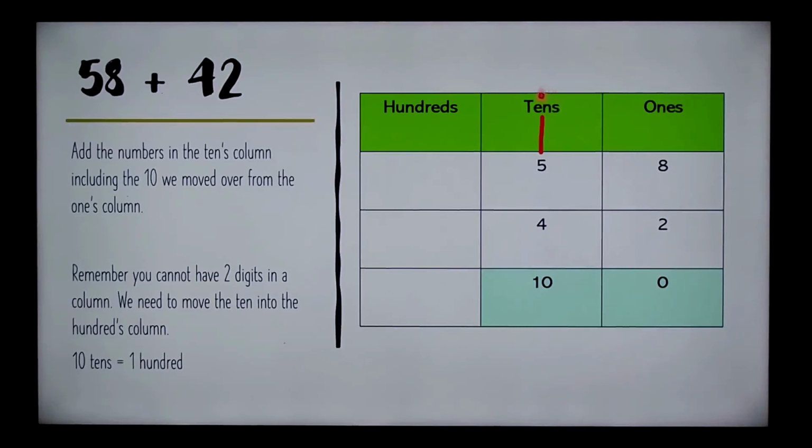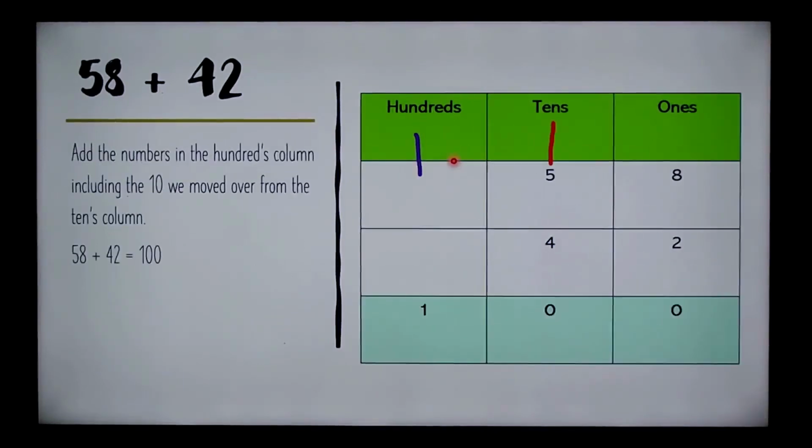And that 1 we added up with the tens. So we added up 1 plus 5 plus 4, and that gives us 10. And again, we have a 2-digit number in the tens place. We can't have that. So what we do is take the 1 from here and move it all the way to the hundreds place. And we're left with a 0 again.